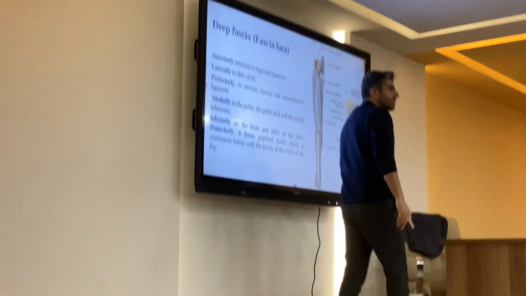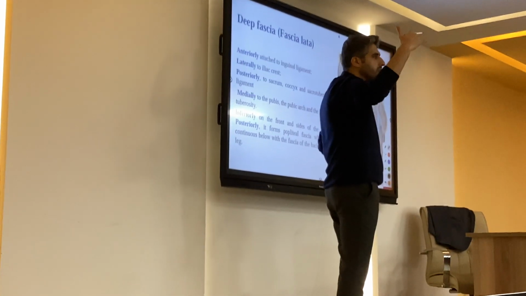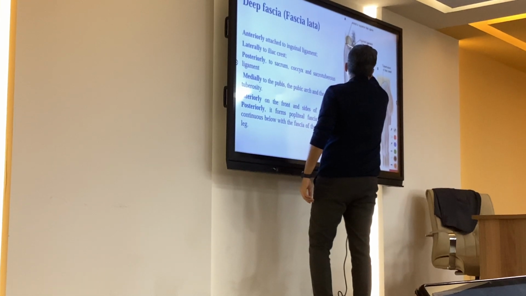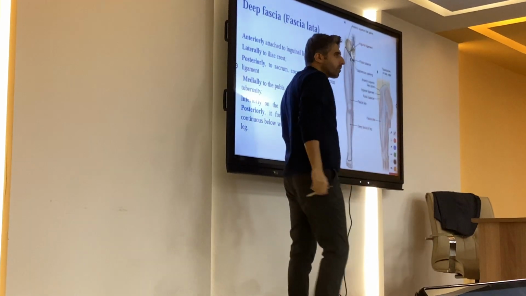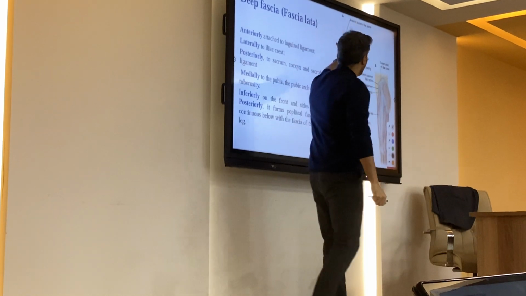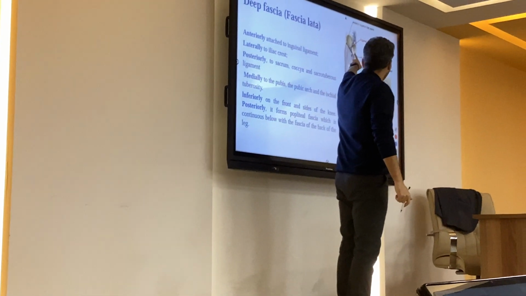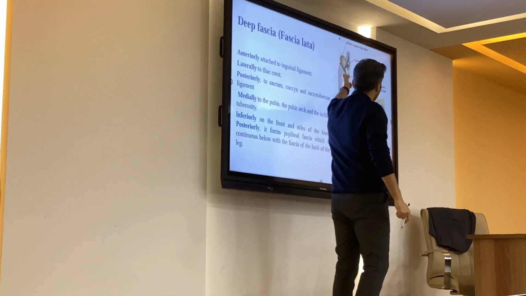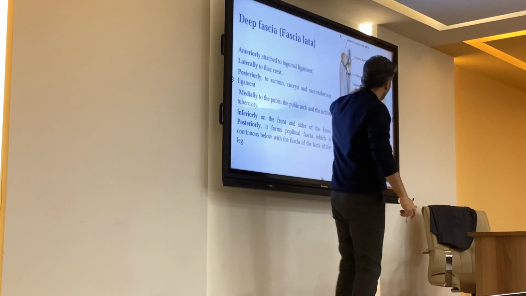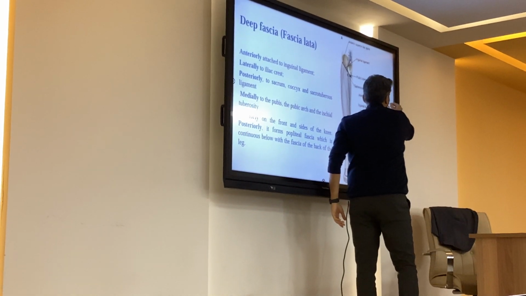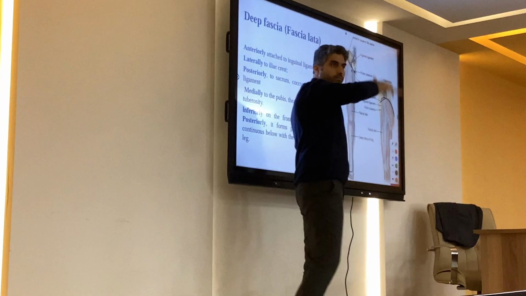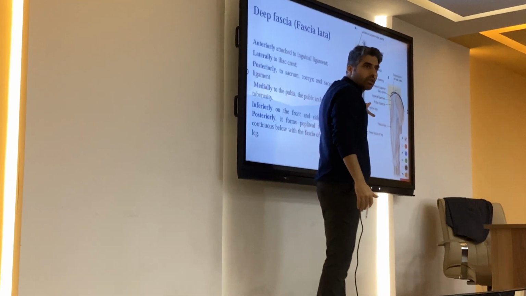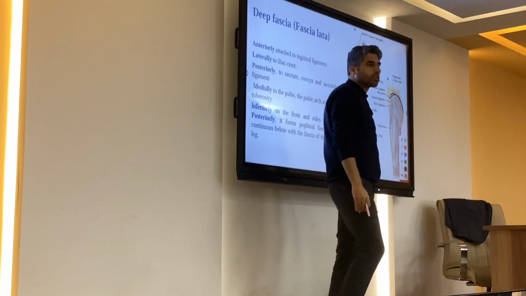So, look at the attachment of this fascia. Superiorly, it is attached to the inguinal ligament, this ligament, between the abdomen and lower limb. It is attached to the iliac crest, the pubis, the pubic ramus, and the sacrum, all around the upper limb of the fascia lata. Inferiorly, it is attached to the tibia, the patella, and this region.